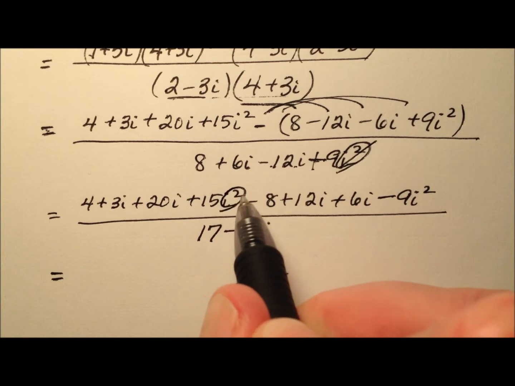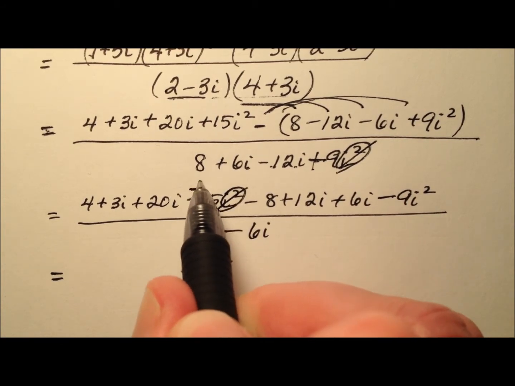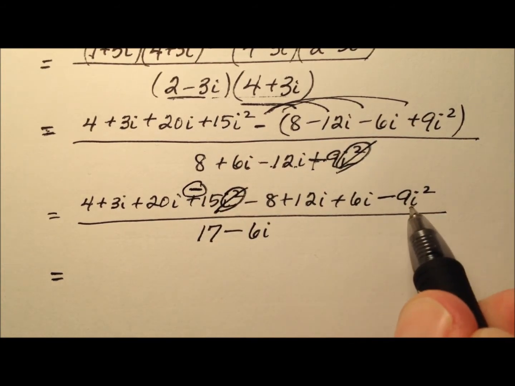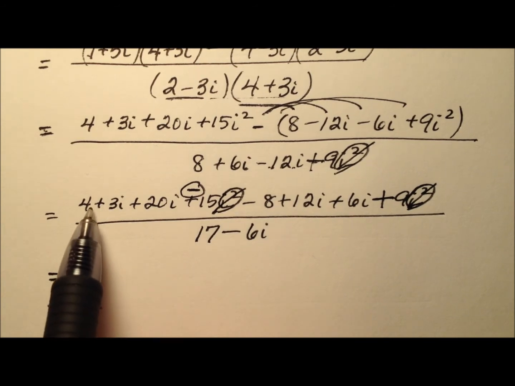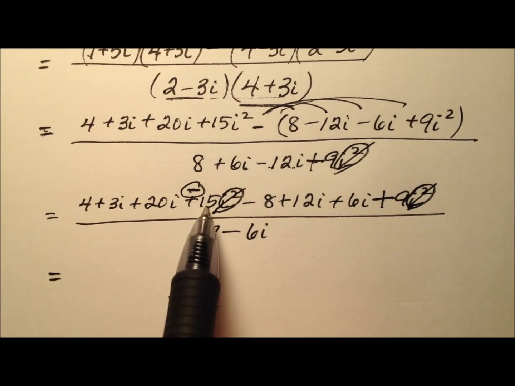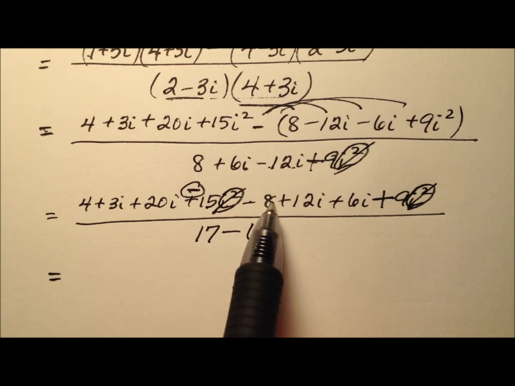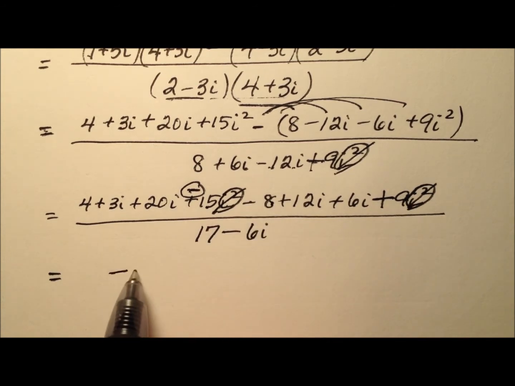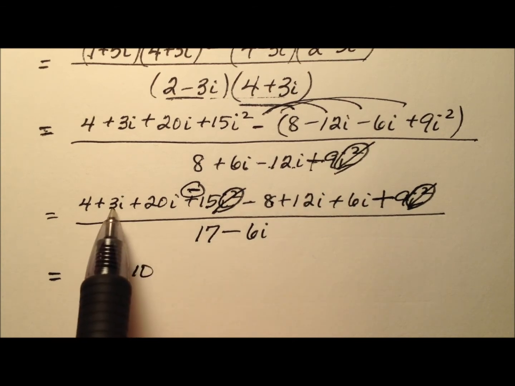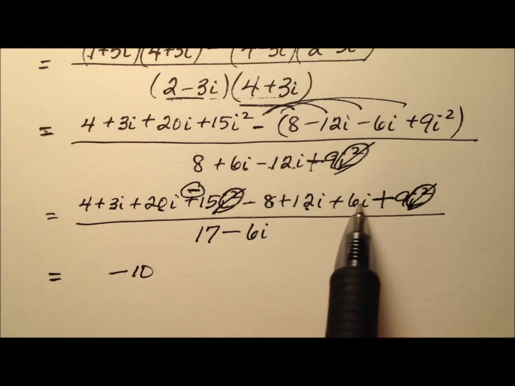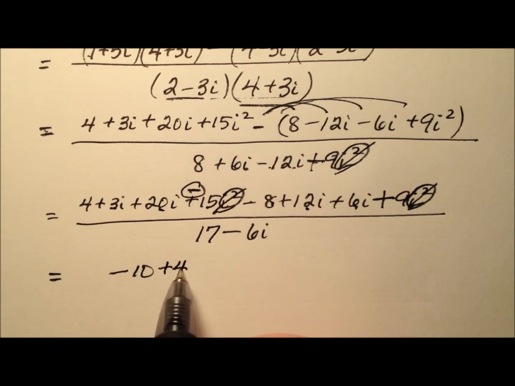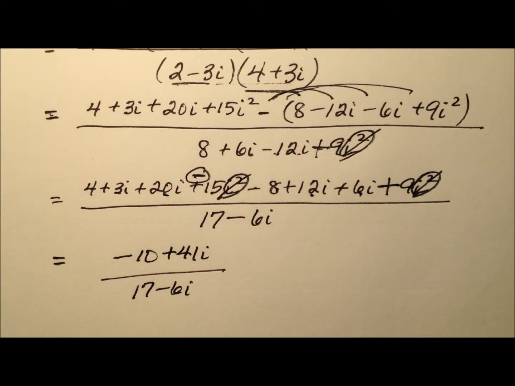So our i squared is a negative 1. So it'll change this positive 15 to a negative 15. Similarly, this i squared, which is negative 1, will change this negative to a positive. So let's go ahead and combine our real parts. 4 minus 15 is negative 11, minus 8 is negative 19, plus 9 is negative 10. And 3i and 20i make 23i, plus 12i is 35i, and 6 more makes 41i, all over 17 minus 6i.